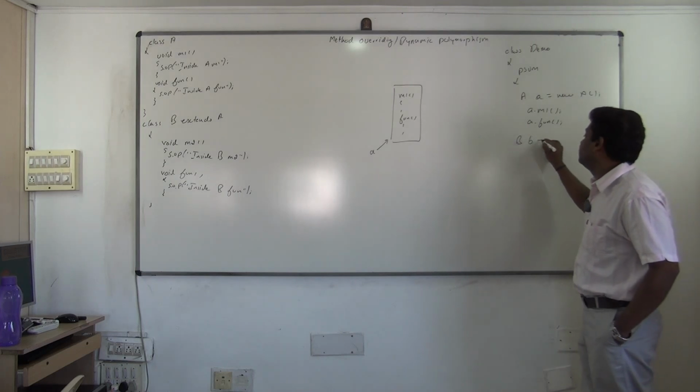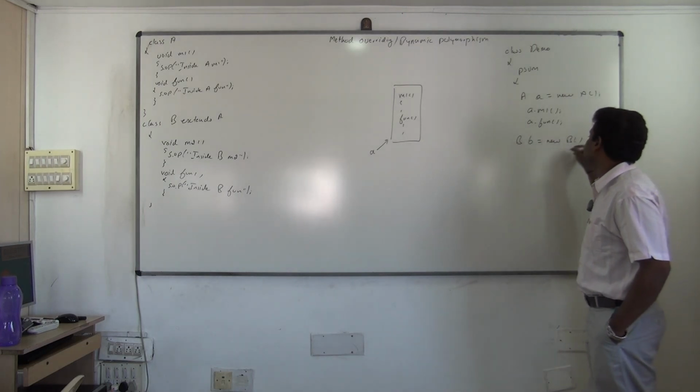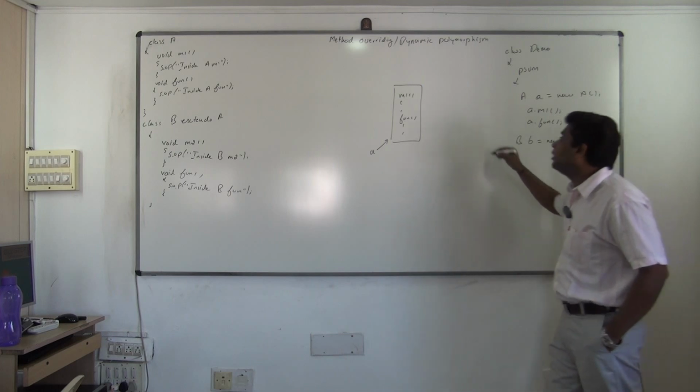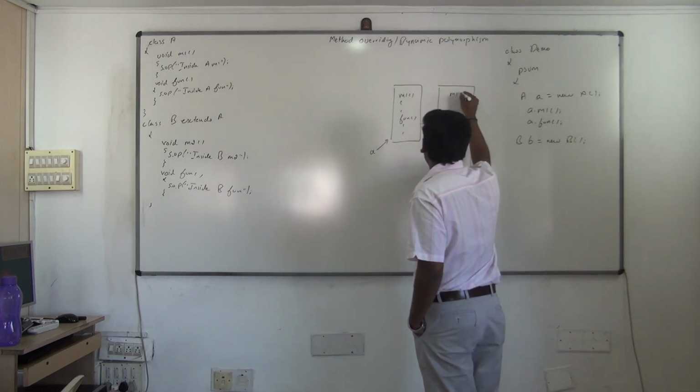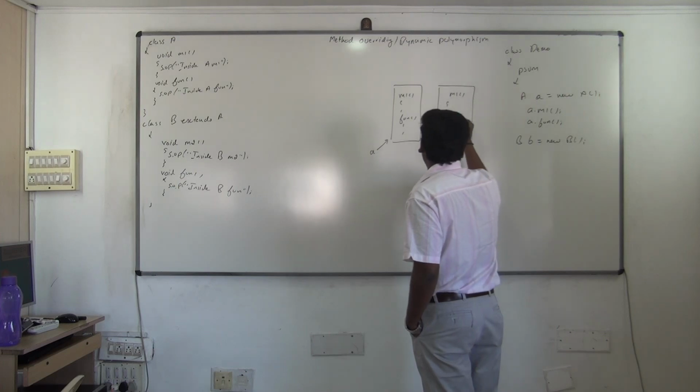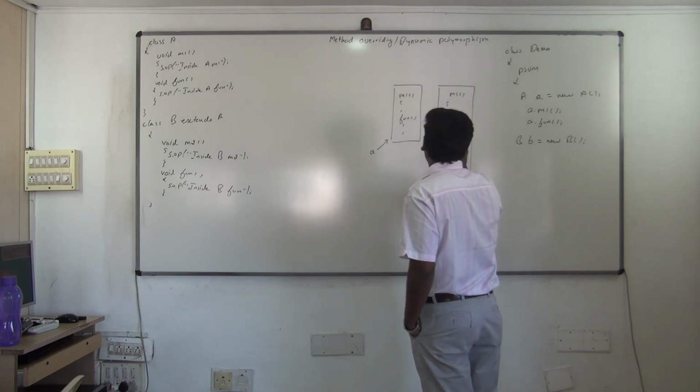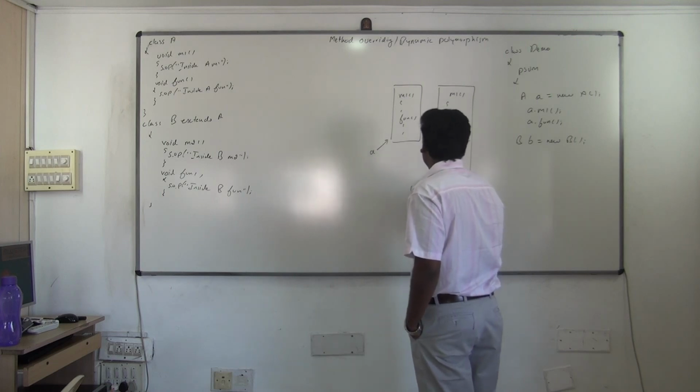Now let's see how to work with the B object. B b is equal to new B. Now when the B object is created, see how the code works. m1 is there from class A, fun is there from class A, but again you are having m2 and fun from class B. This is the B object.